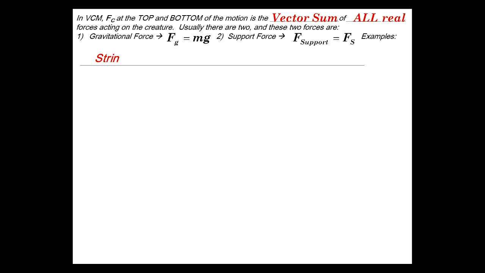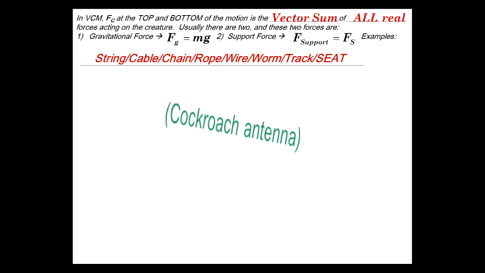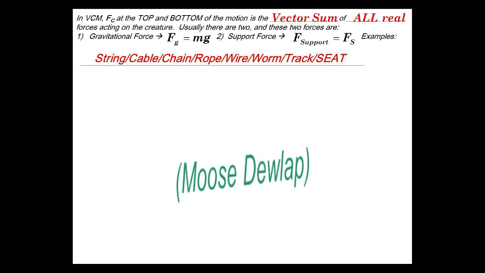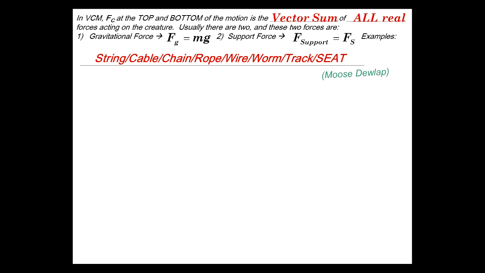So examples: we have strings, cables, chains, ropes, wires, worms, track, seat force, that's very typical. And other things like frog tongue, fly feet, that provides a support force. Cockroach antenna, mosquito proboscis. Don't forget the moose dewlap. All those things can be bona fide objects providing support force for the object.